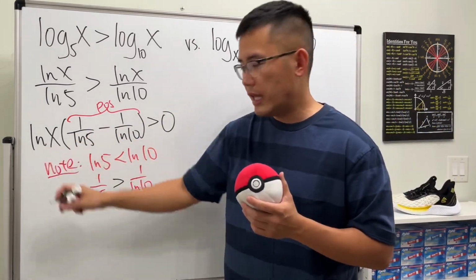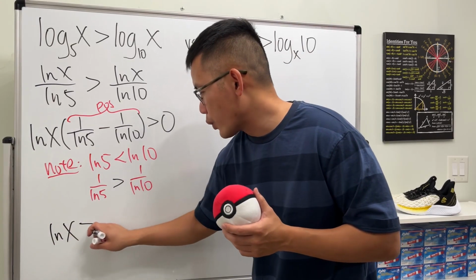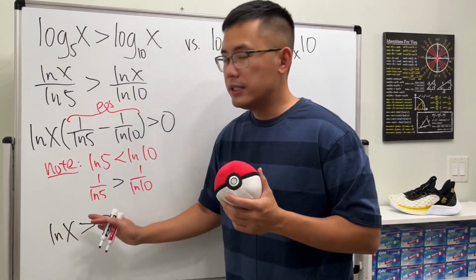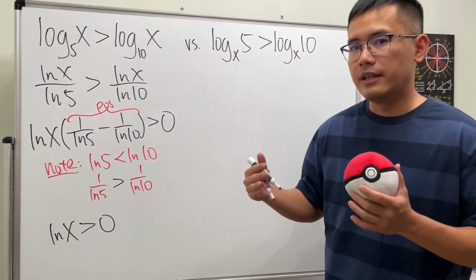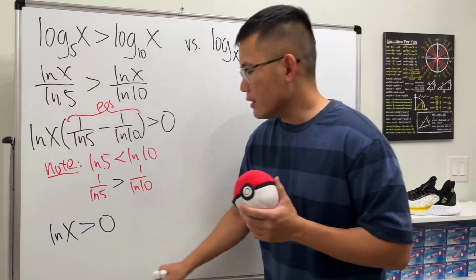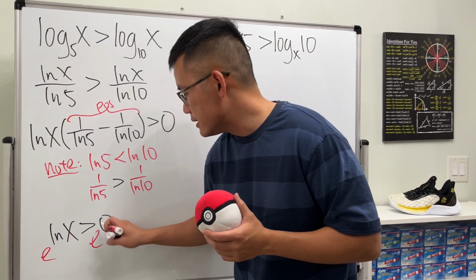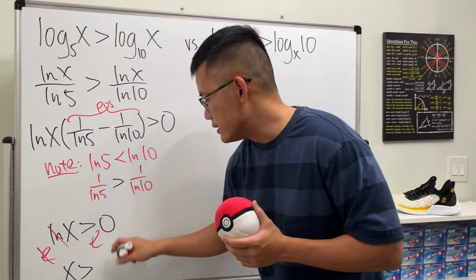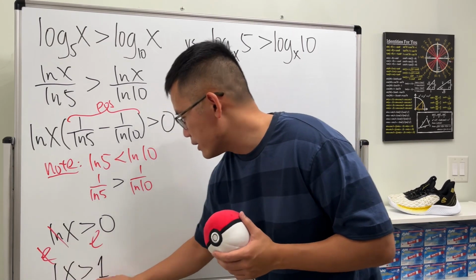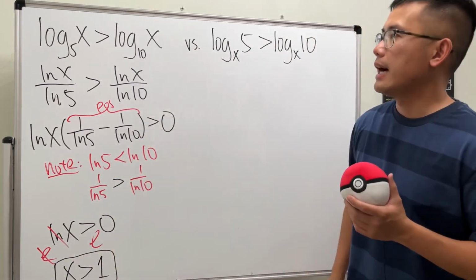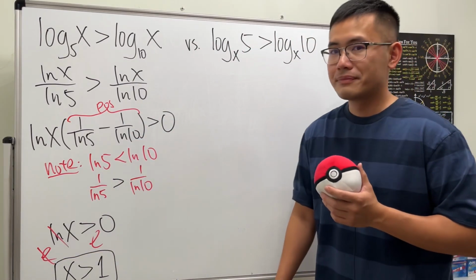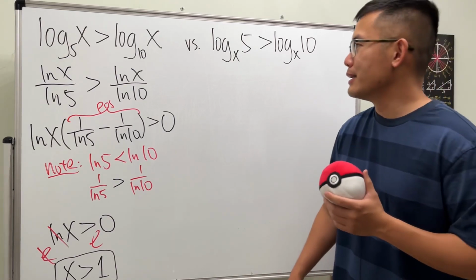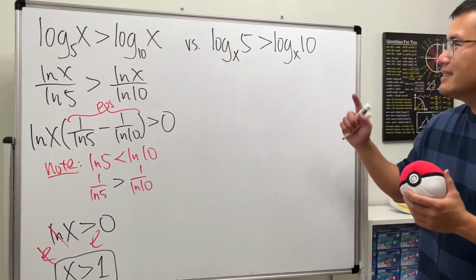So now we just have to look at ln x is greater than 0. From here, we can do e to this power on both sides, and because e to the x is an increasing function, we maintain the same inequality symbol. We get x is greater than e to the 0, which is 1. So therefore, this right here is the answer for that. Yeah, done.